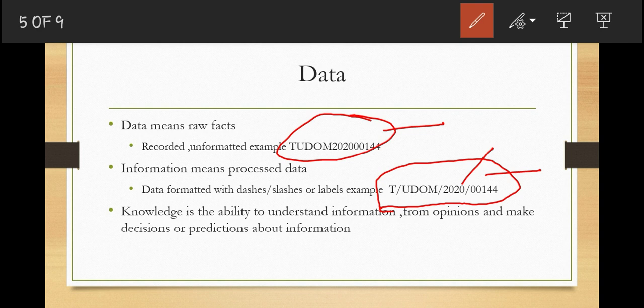Apart from data and information, we have another very important term. We call it knowledge. In addition to data and information, knowledge is also very important. But what is knowledge? Knowledge is the ability to understand information. After you have understood information, then you form opinions and make decisions, or you make predictions about the information that you have understood.